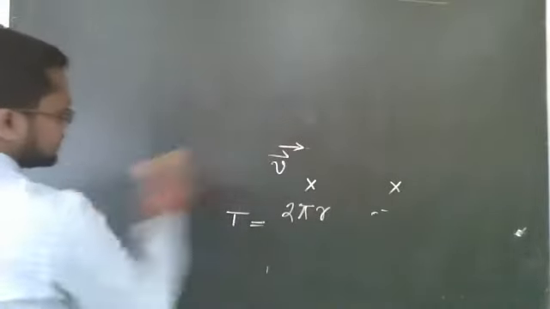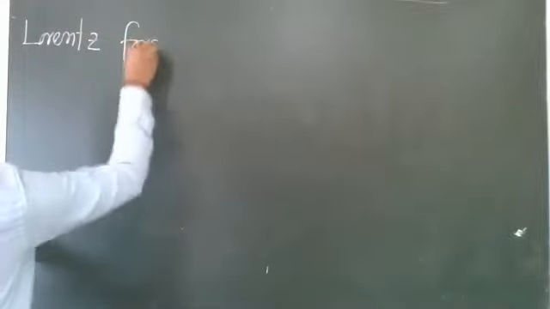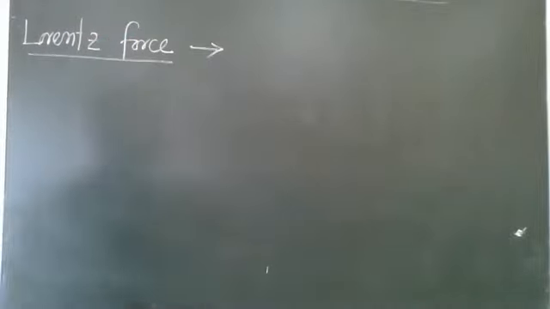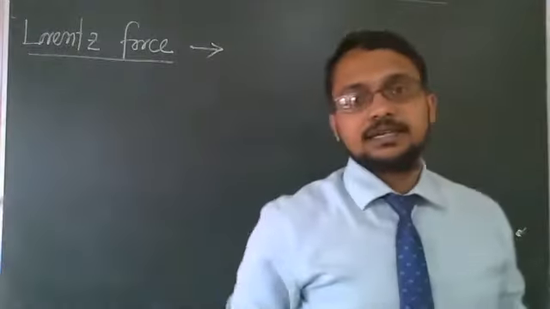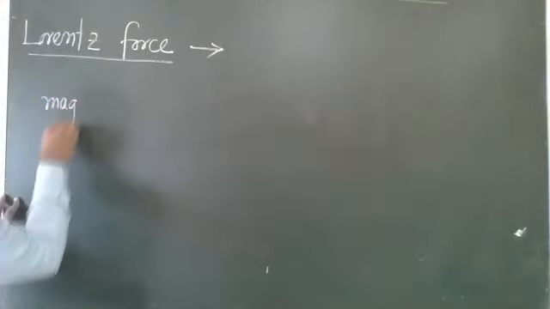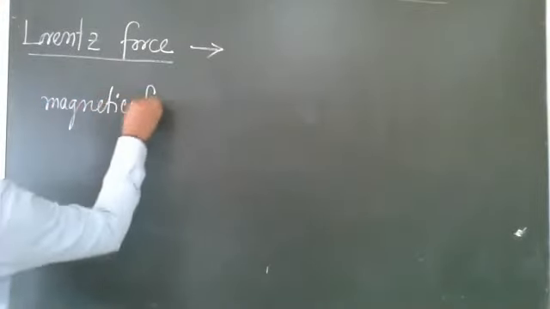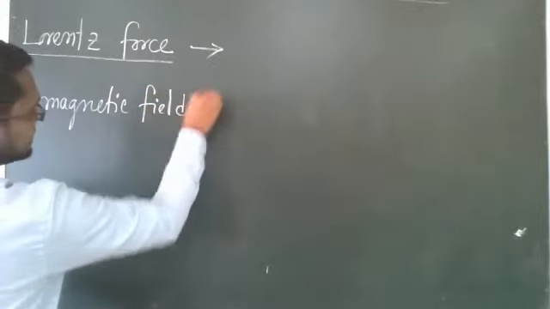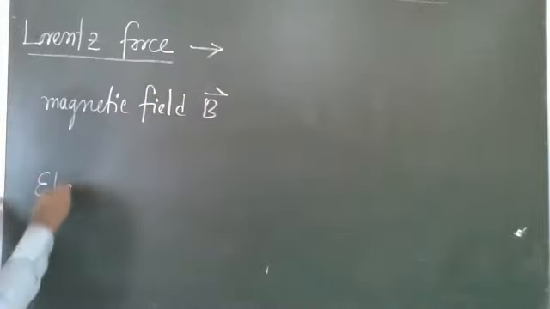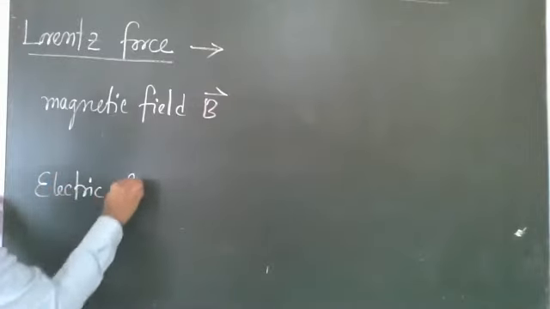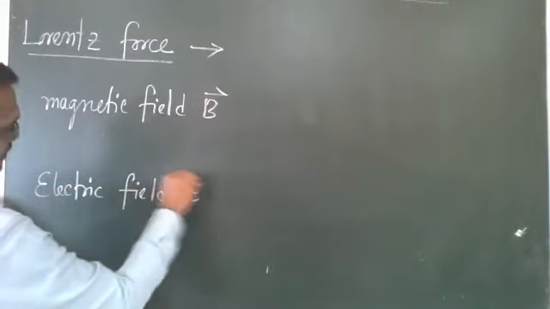Lorentz force means that in this case, two kinds of field will be there, magnetic and electric. This is a small part, Lorentz force. Suppose in a region, two kinds of fields are there, magnetic field and electric field. Magnetic field of field intensity B, and electric field of field intensity E.